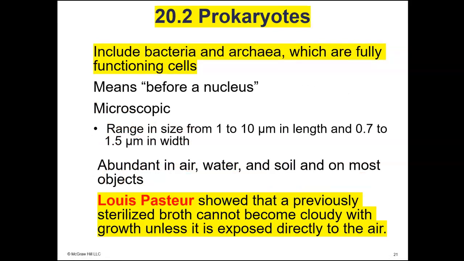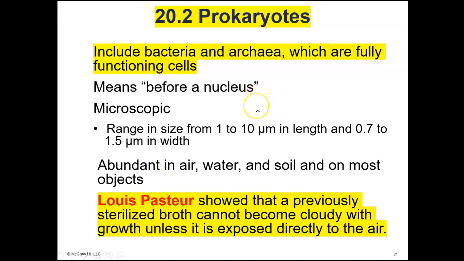In section 20.2, we'll talk about prokaryotes. We have two basic types of cells in biology. One type of cell does not have a nucleus, and it's called a prokaryotic cell. The other type does have a nucleus, and it's called a eukaryotic cell. Again, we learned this in Bio 111.